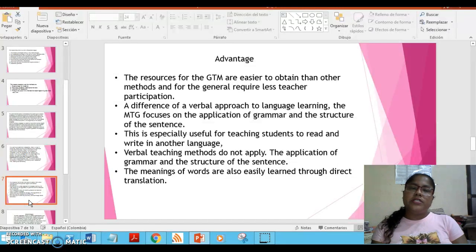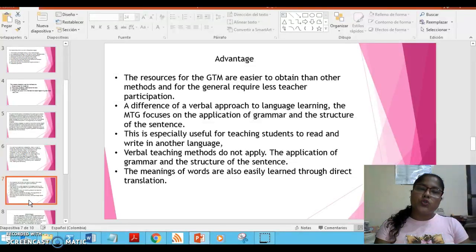Advantages. The resources for the GTM are easier to obtain than for other methods, and generally require less teacher participation. Unlike the verbal approach to language learning, the GTM focuses on the application of grammar and the structure of the sentence. This is especially useful for teaching students to read and write in another language.